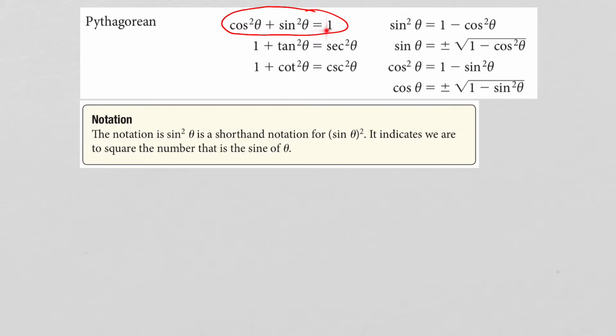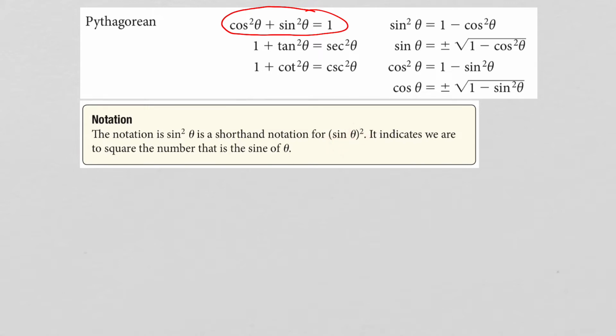So let's make sure we understand this identity really well. Now, first of all, we need to understand some notation. The notation sine squared of theta, and that's actually how we normally say it, is just a shorthand notation for the sine of theta quantity squared.